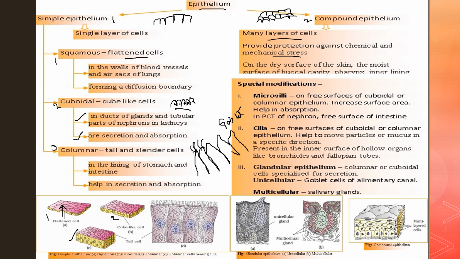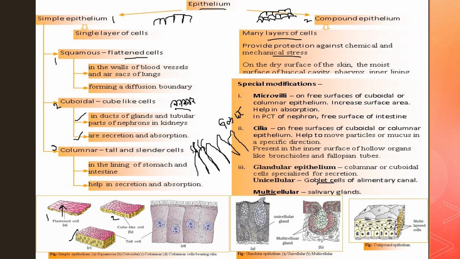And the other type of epithelial tissue is glandular epithelium. So here also either the columnar or cuboidal cells undergo certain specialization to produce a secretion. It may be a single cell which gives the secretion, or a group of cells aggregated together to form a gland. So it may be multicellular. The unicellular cell responsible for secretion is the goblet cell. The goblet cell produces mucus in the alimentary canal.